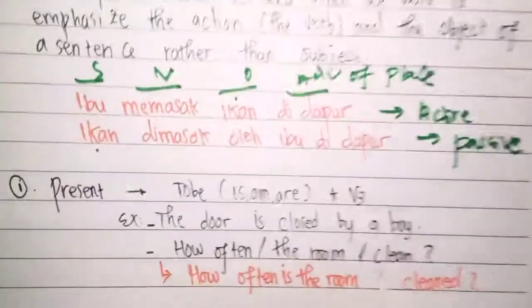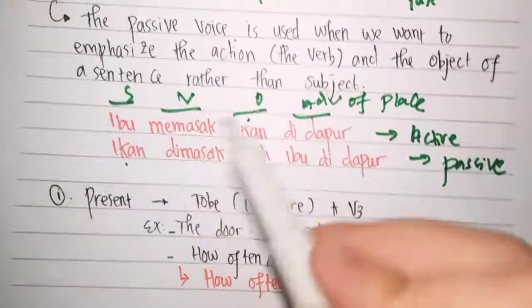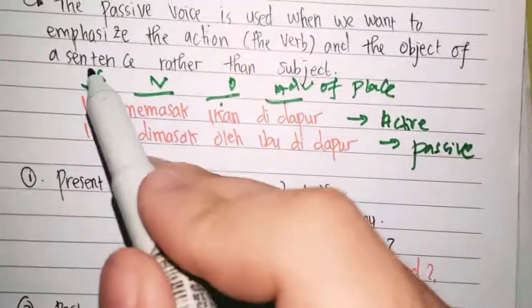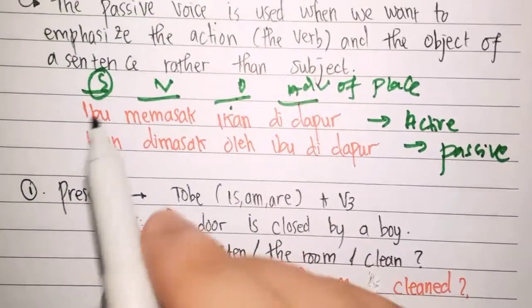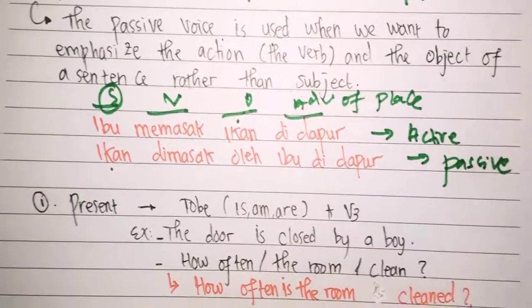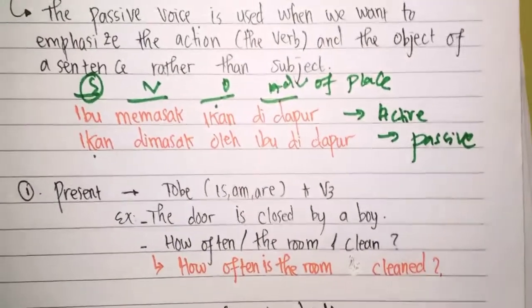Nah, inilah dia pasif. Ikan, we talk about object first and then the verb rather than the subject, daripada subjeknya. So, we put the subject at the back. Kita letakkan subjeknya di akhir. So, this is the basic of passive voice. Inilah basic dari passive voice.